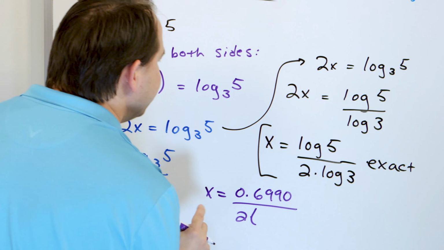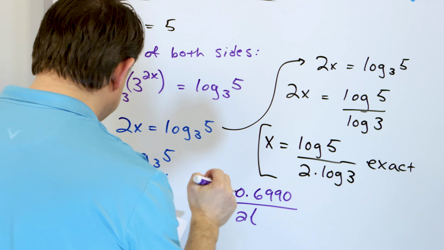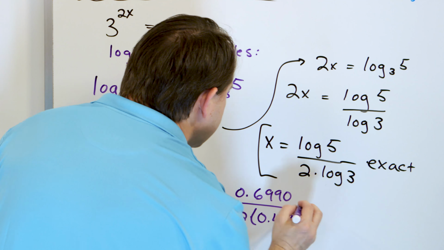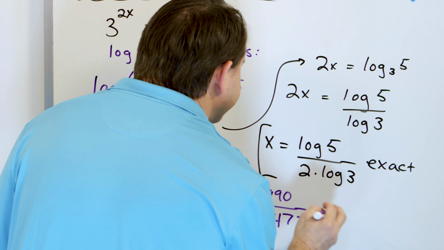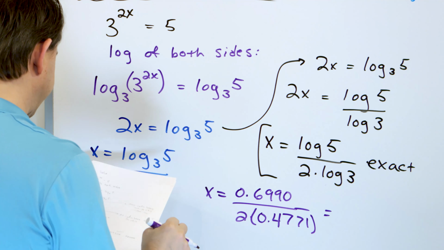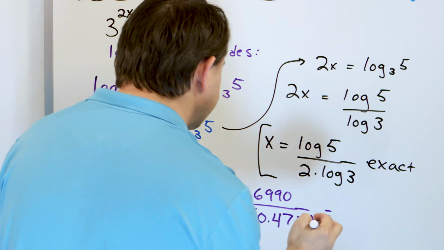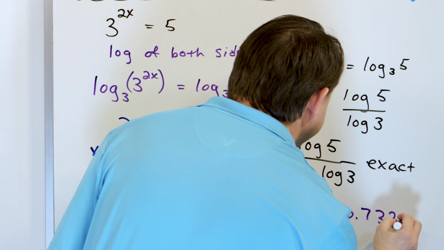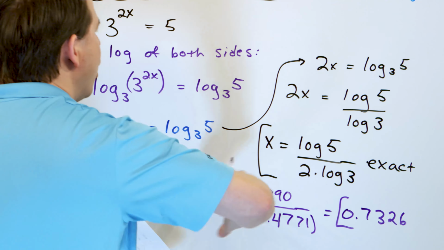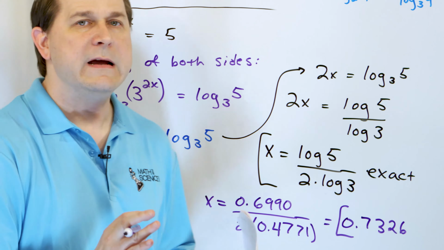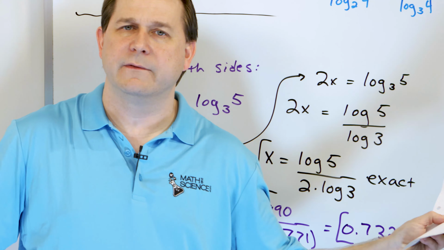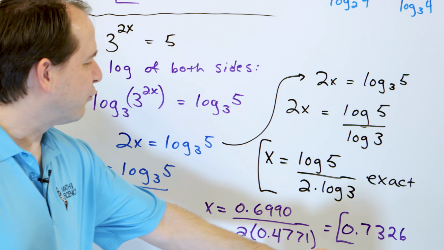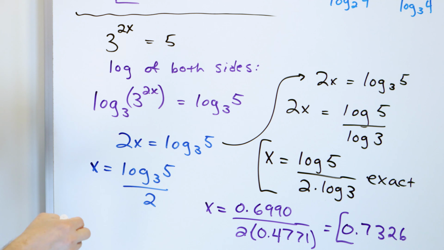And then here you have 2 times, what's the log of 3? 0.4771. So when you crank this into a calculator and divide by 2 times the 0.4771, you'll get 0.7326. Again, this is rounded. These are all rounded numbers because when you take logarithms of weird numbers like that, you're almost always going to get an infinitely long trailing decimal. So I'm just rounding it here, 7326.